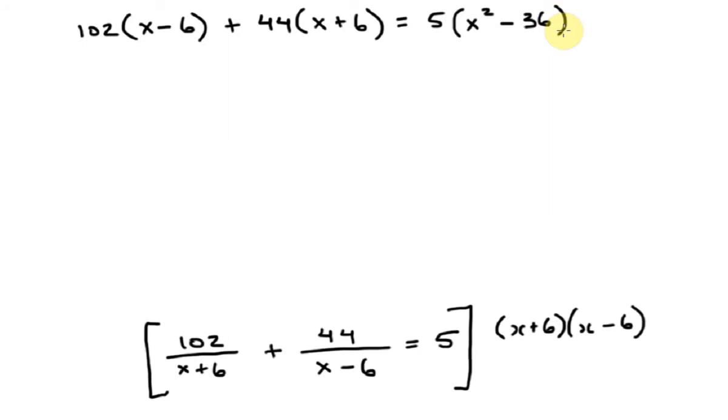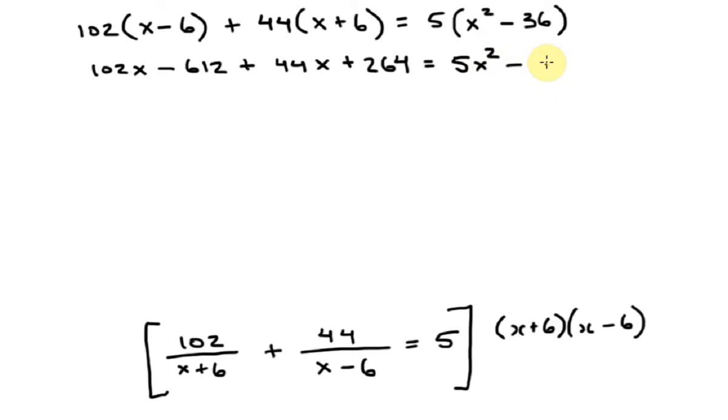Now I can just keep going, no more fractions. So I'm going to expand out the brackets here. So 102x minus, let's see, what are we going to get here? It looks like 612 plus 44x plus, and what are we going to get here? Maybe 264. And then we'll distribute the 5 in on this side, so 5x squared minus 180.